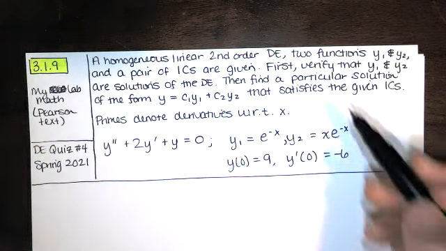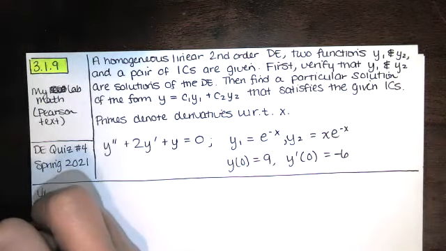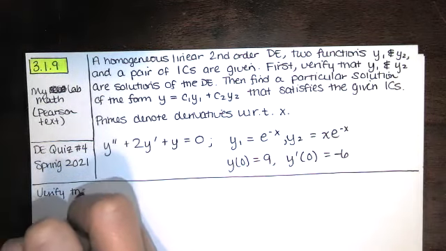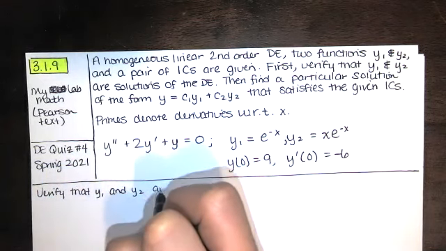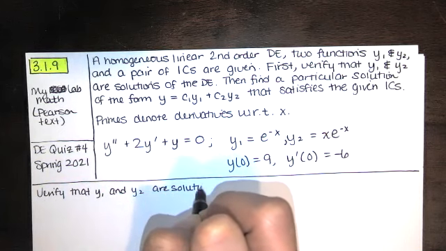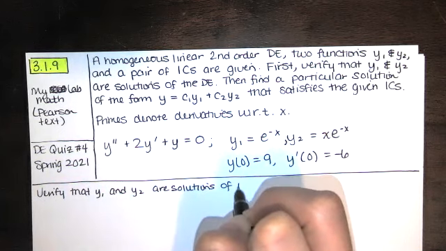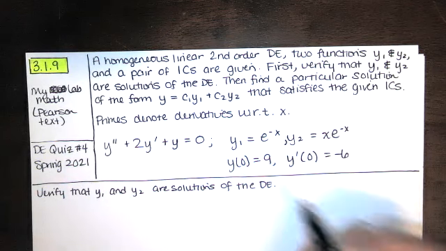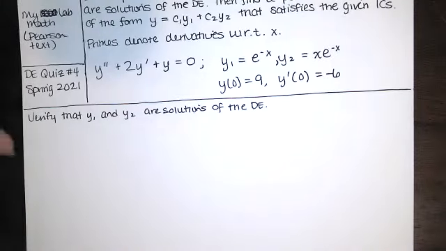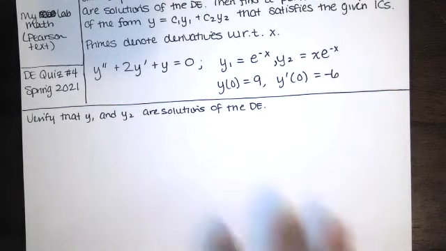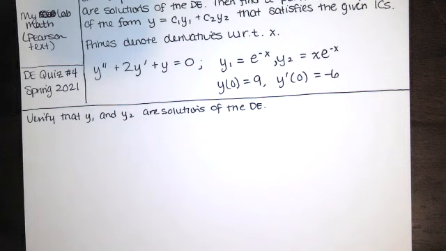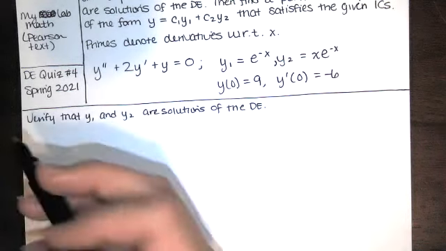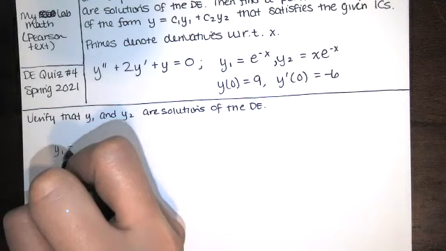Okay, first it says, let's verify that y1 and y2 are solutions of the differential equation. And that's pretty straightforward. In order to verify that a function is a solution of an equation, you just substitute it in. But since this is a differential equation, we've got to take the derivative. Since it's a second order differential equation, we have to take the derivative twice.